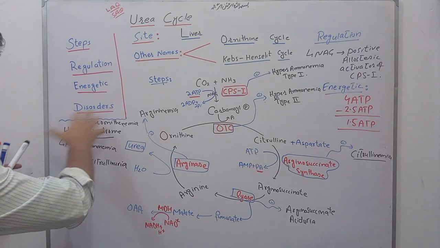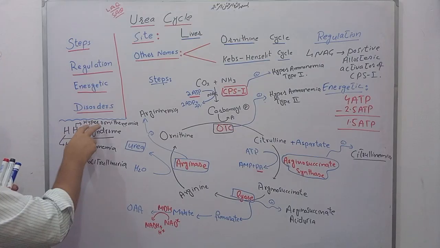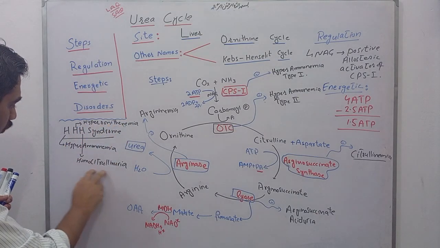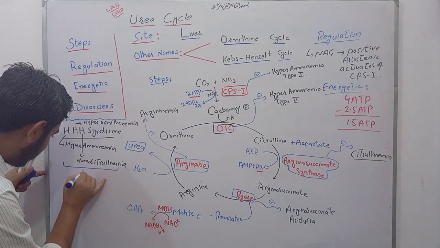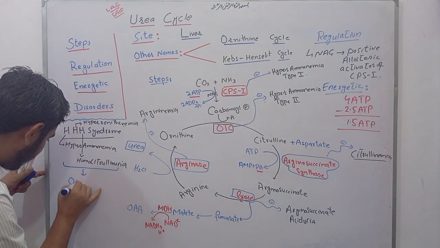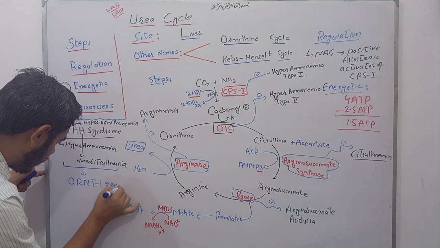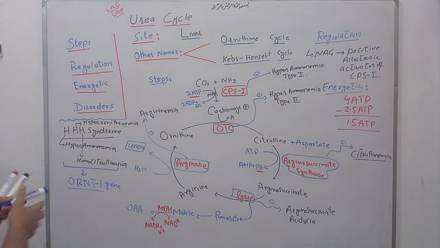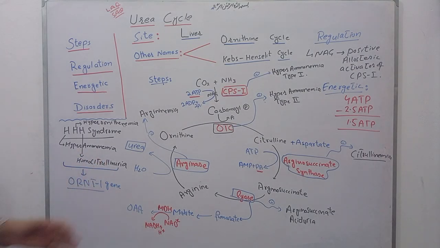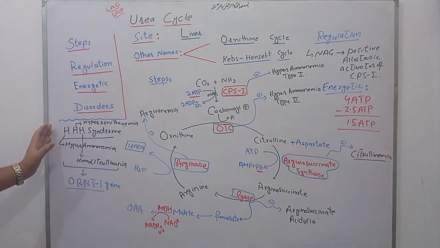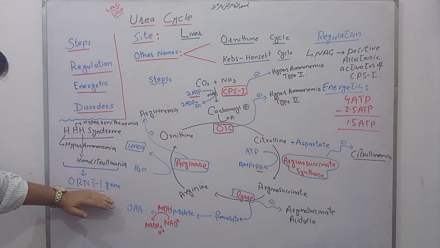This collection of disorders is called a syndrome: hyperammonemia, hyperornithinemia, and homocitrullinuria. This syndrome occurs due to a defect in the ornithine transporter 1 gene. So these are the five disorders and one syndrome, the HHH syndrome.